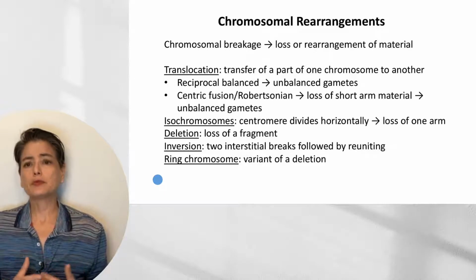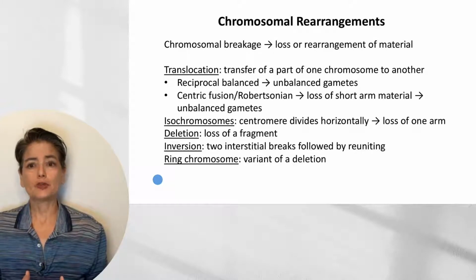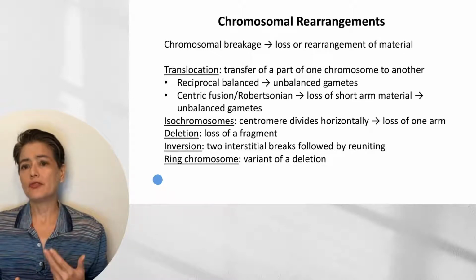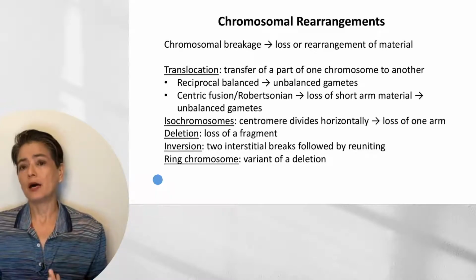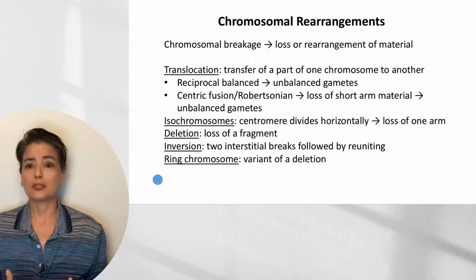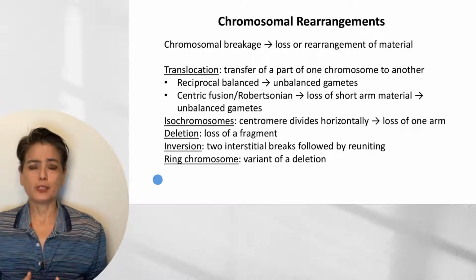Now, the two types of chromosomal translocation that are relevant for human disease are reciprocal balanced translocations and centric fusion, also known as Robertsonian translocations. And the reason these are important is because it's possible to be viable with these types of chromosomal translocations. For example, unbalanced translocations are typically catastrophic to the cell. So in a reciprocal balanced translocation, we have no loss of genetic material, and the manifestation of this will depend on when the translocation occurs.